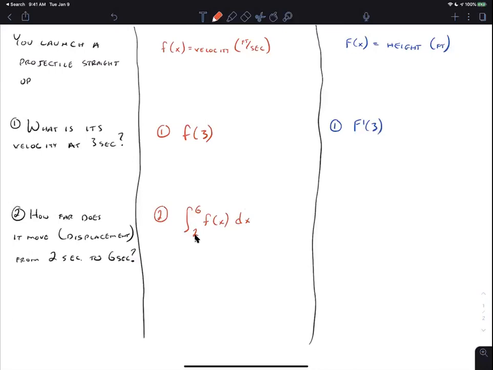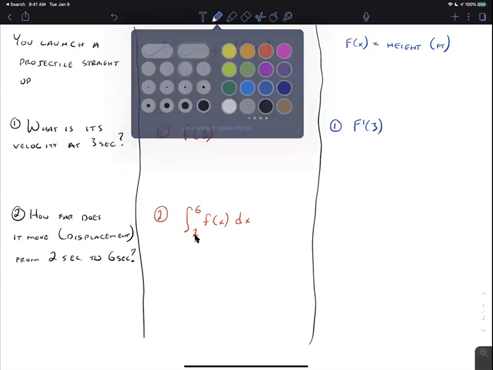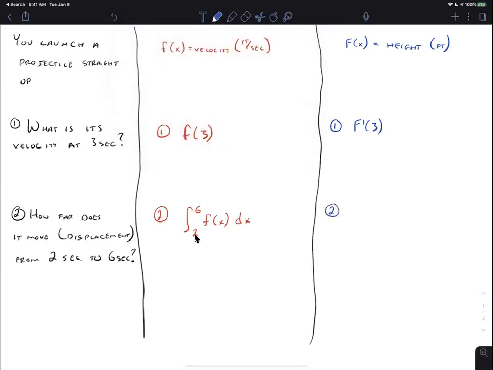Okay. On the right-hand side, what would you do? If you want to get the displacement and figure out how far it goes, would you do a derivative or integral or something else? Either, just plug in. You just plug it in. What exactly would you plug in? You're exactly right. What would you plug in? Big F of 6 minus big F of 2. Perfect. F of 6 minus F of 2.